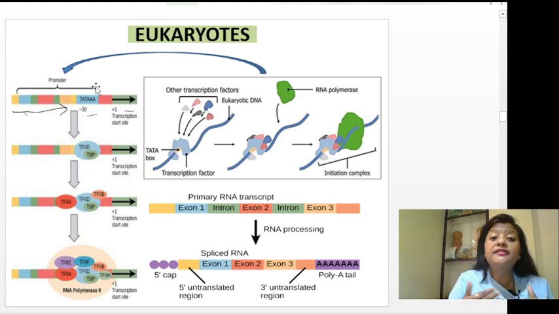Now we have to process the RNA in such a way that we get a proper mature RNA. That will include the processing stages. First we will do the splicing, and splicing will involve spliceosomes. Before that, let's talk a bit about the elongation part also.